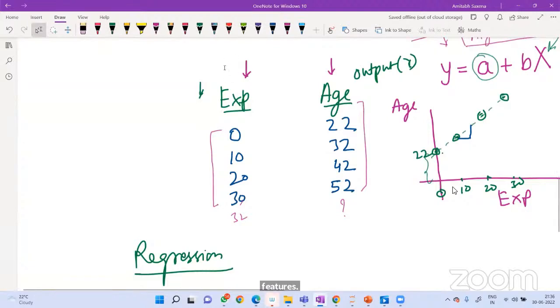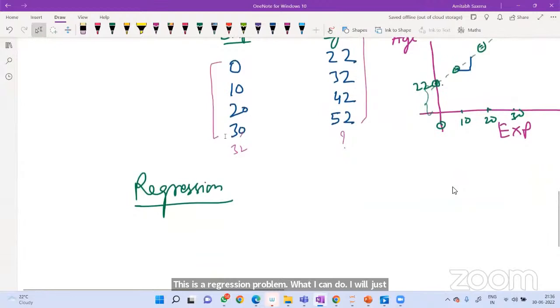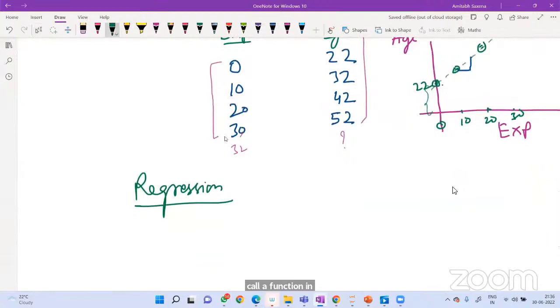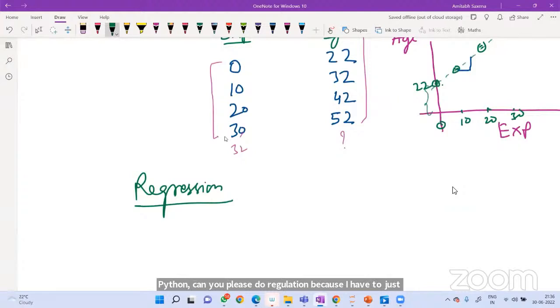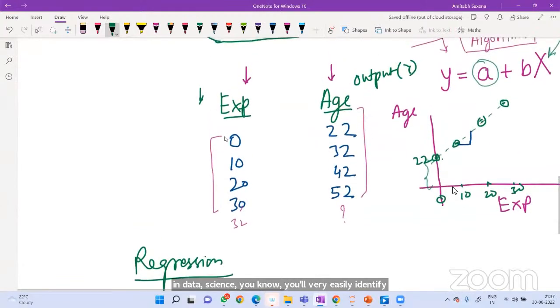What can I do? I will just call a function in my Python language. Let's say, Mr. Python, can you please do regression? The only application of mind from our side is that I should be able to identify the algorithm which is applicable here. And even if you are not able to identify it, just try out every algorithm and see whatever fits. Once you get trained in data science, you'll very easily identify that this is a regression problem.